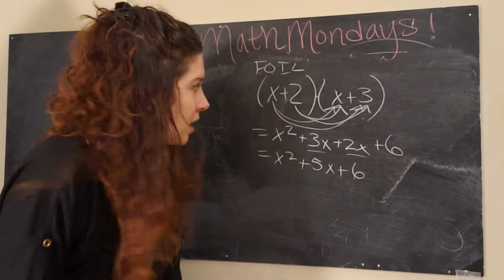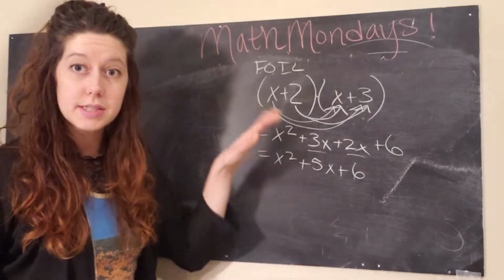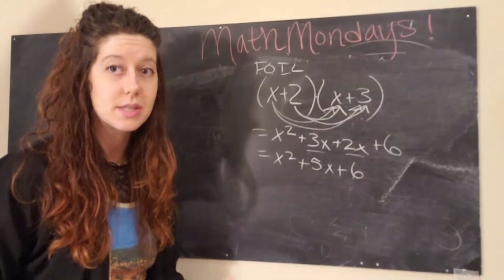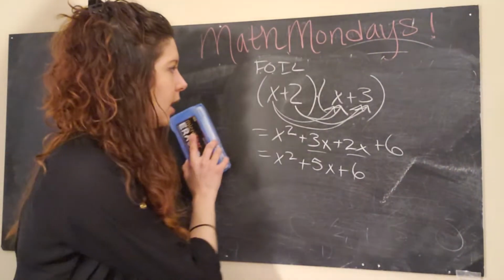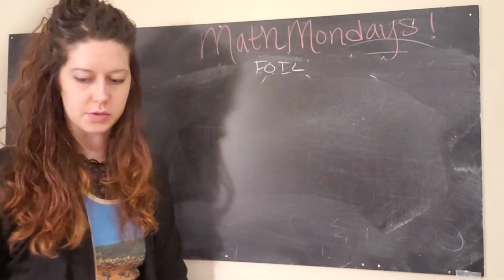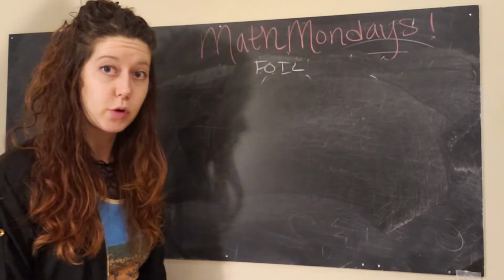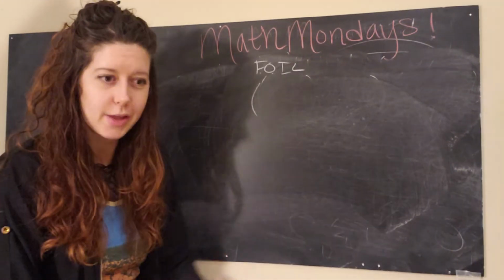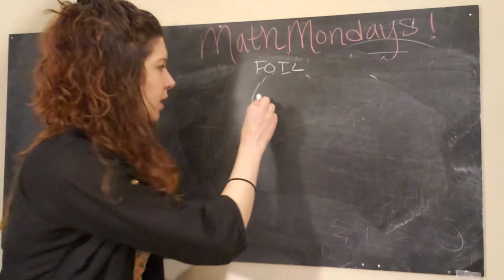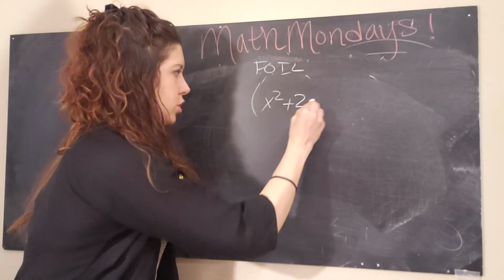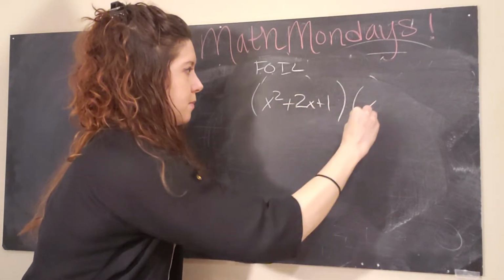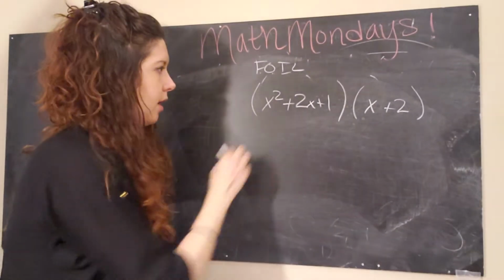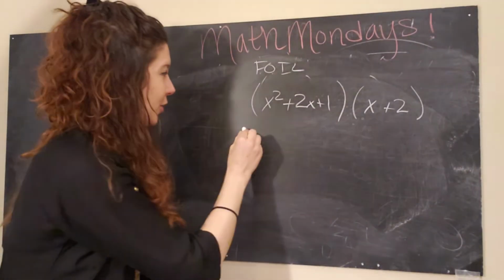Not so bad, right? You can imagine this gets a little more tedious when we have more terms, but we just do the same exact thing. When we're multiplying polynomials together, we use the distributive property, which basically says that we have to multiply all of the terms together so that it's all adequately mixed. So let's say we have x squared plus 2x plus 1 times x plus 2. We'll walk through this, and then I'll give you an example to try on your own.